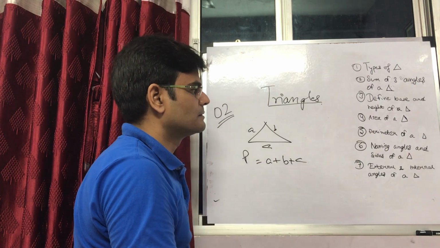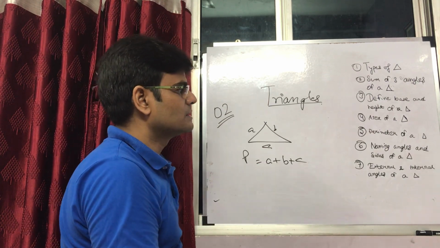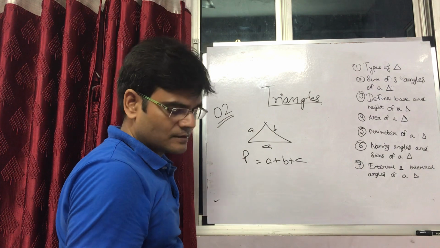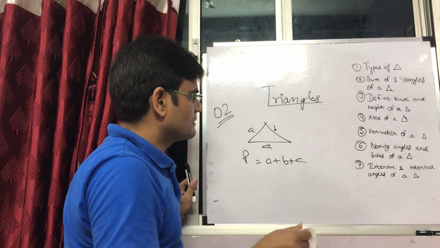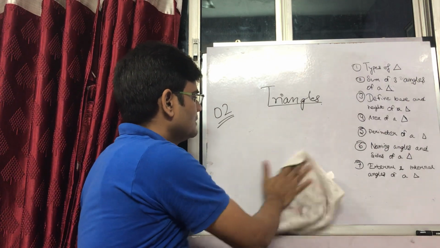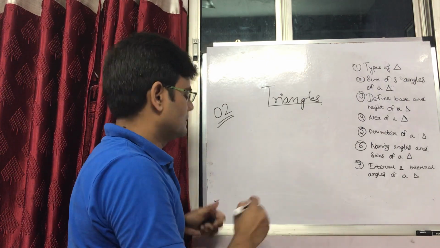That covers the fifth. Now let's move on to the sixth one. Naming angles and sides of a triangle. Now, when I thought of this topic, I thought I have to move a step back.